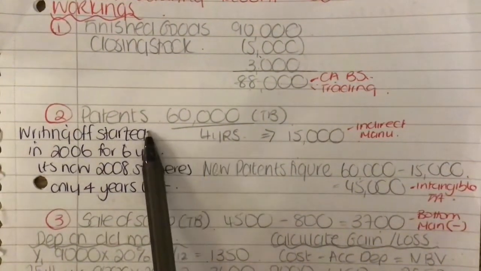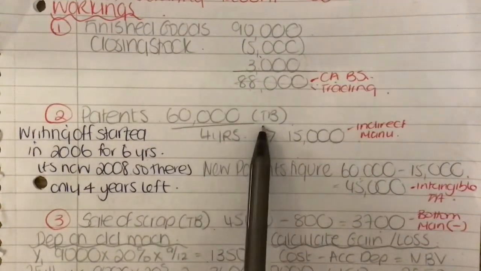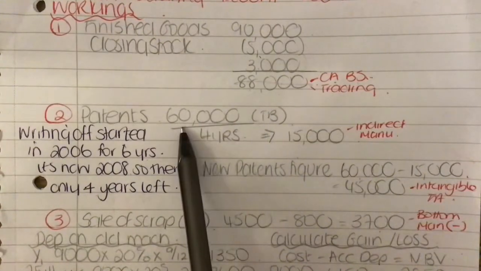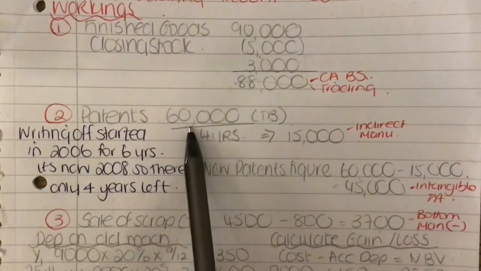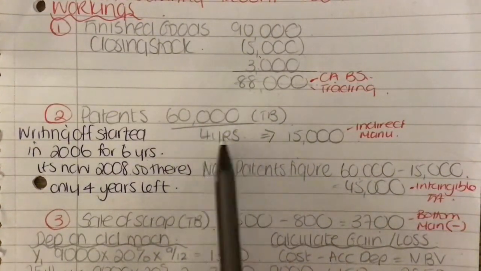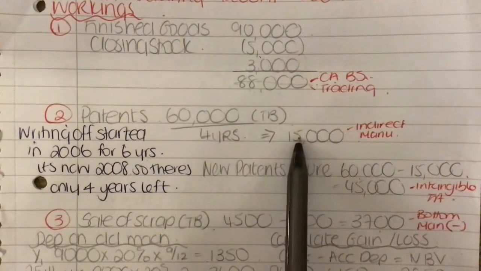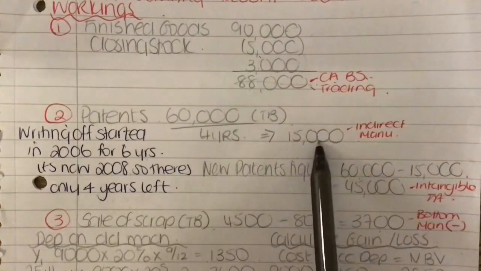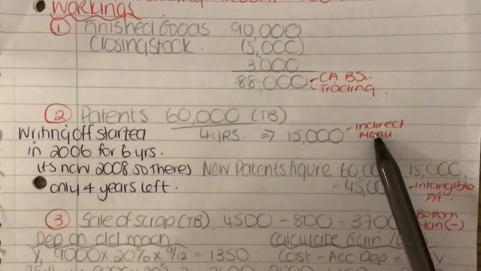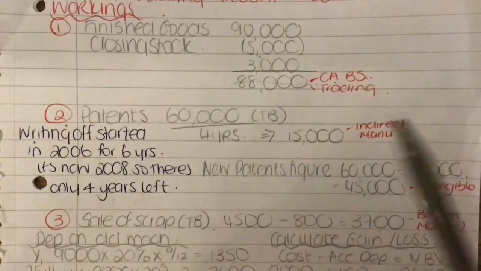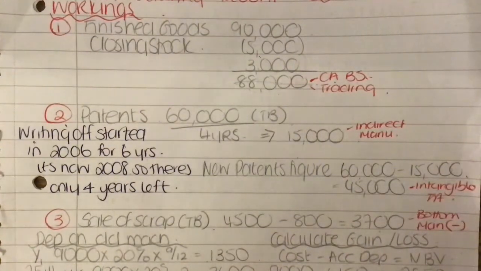So the 60,000 for patents, I'm getting that figure from the trial balance. So anywhere where you see TB, that means trial balance. So 60,000 euro is what the patents is worth in the trial balance. I only have 4 years left to write off. So I'm dividing by 4 years, which gives me a charge of 15,000 euro. And when you're doing the manufacturing accounts, that will go in as an indirect cost in the manufacturing or into your factory overheads.